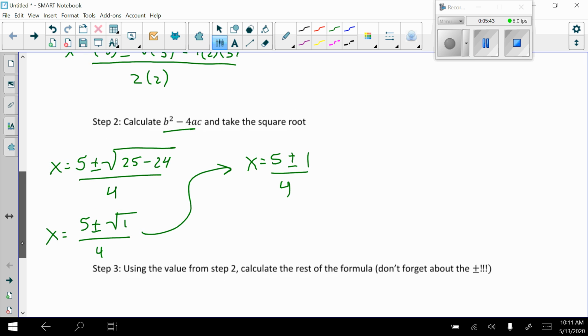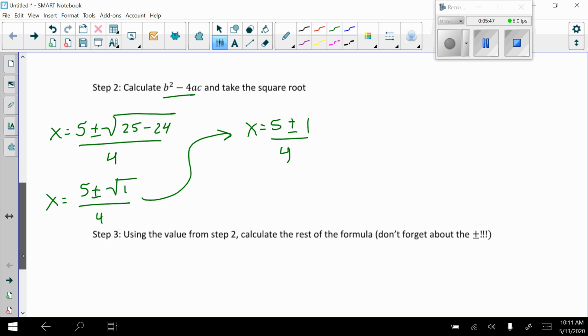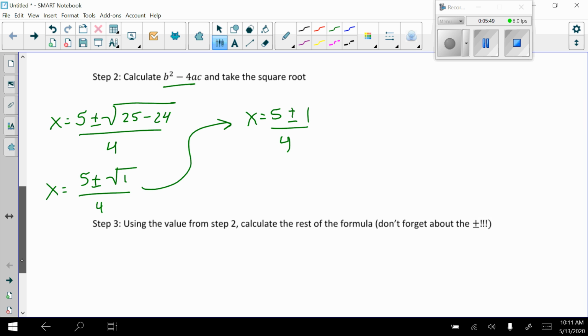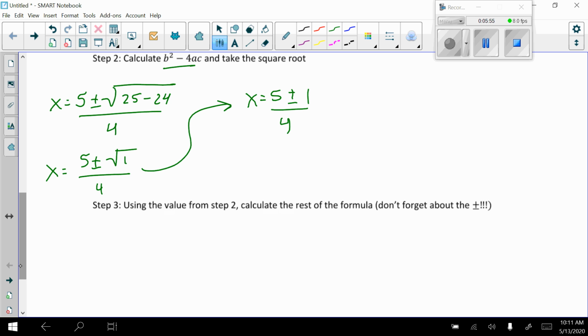Probably the most helpful thing to remember, the most helpful principle to guide your process in solving these is just do one thing at a time. You can break it up into chunks, do one thing at a time. You don't have to do it all at once. All right, so now using the value from step 2, meaning this guy right here, we're going to calculate the rest of the formula. Don't forget about the plus minus. So I'm going to tell you what that means right now. So let's write down what we have.